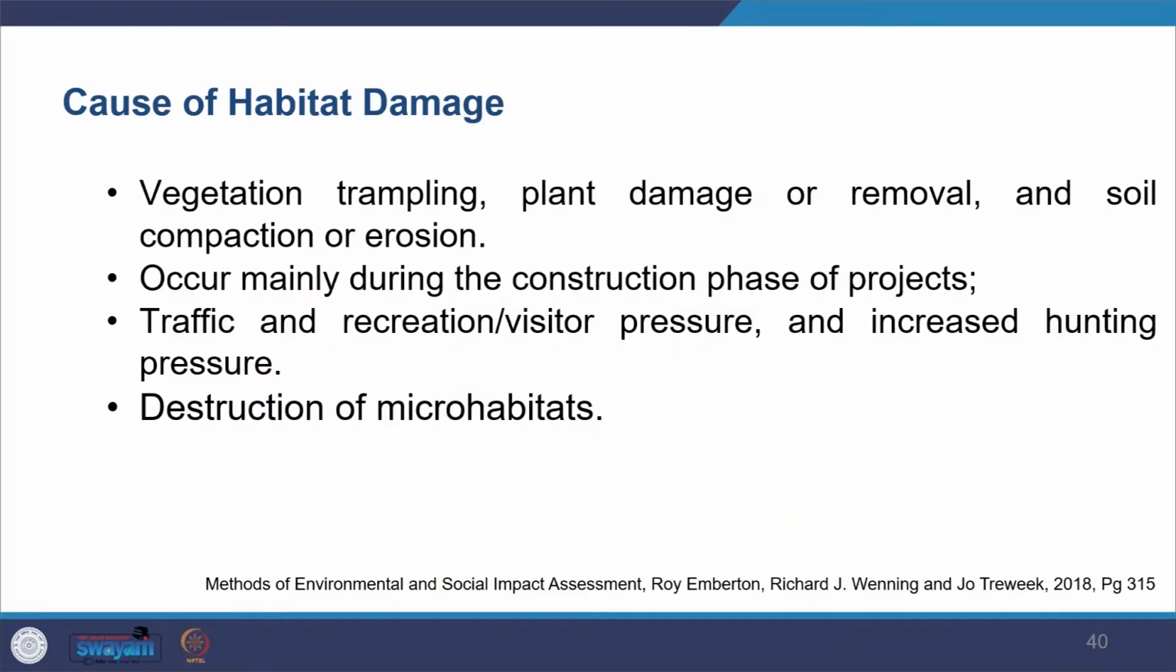Further, the other kind of impact we see is habitat damage, wildlife disturbances, and direct mortality, where death can take place. We see that there are causes of habitat damage, like vegetation trampling, where with the movement there's damage to the vegetation. There can be plant damage, or you can be removing the plants, and during the construction, you might be compacting the soil, and also there can be soil erosion.